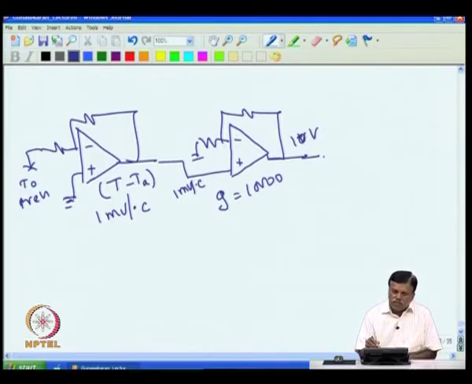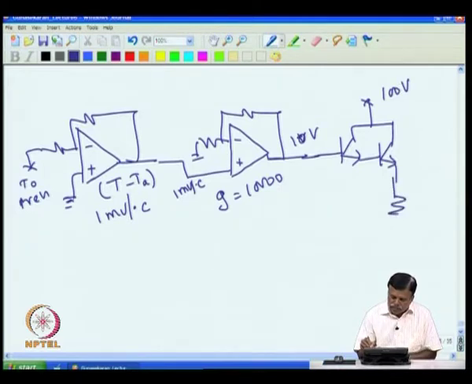This I should give to the heater. We said the heater has to be driven at 100 volt. Now for example, I can give it to the heater like this, and I want the heater to take 5 ampere current. So I put a Darlington pair, and then I give for example here 100 volt, and then I put the heater here.